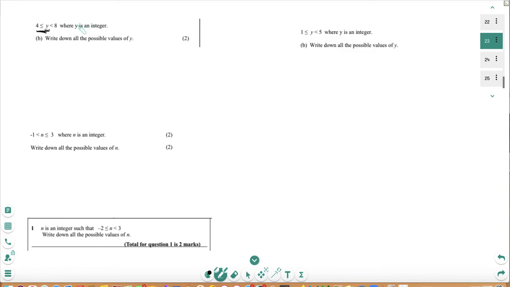So first things first, guys, whenever I have to do these kinds of questions, I always translate the inequality and write it as a sentence, okay? So let's write down what I just said earlier. y is greater than or equal to 4, and y is less than 8, sorry. Cool. And y is an integer. An integer is a whole number, okay?